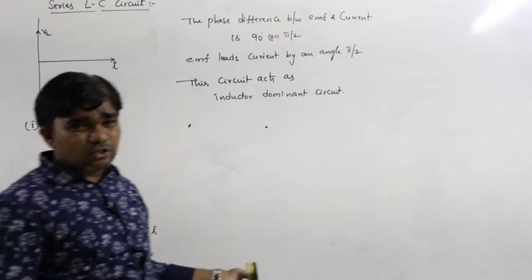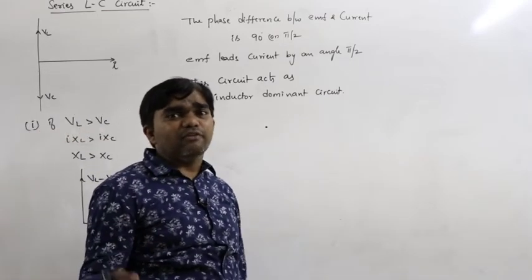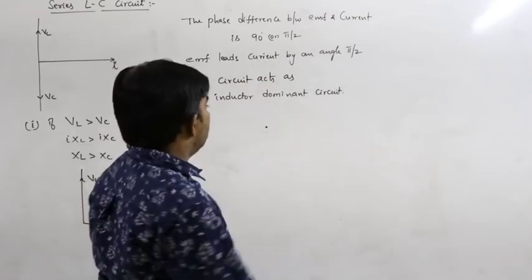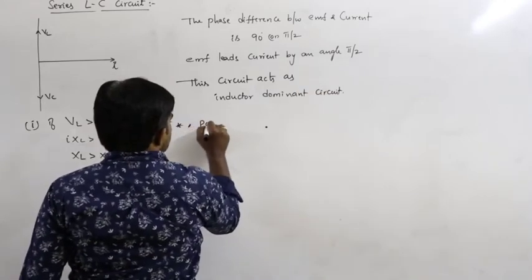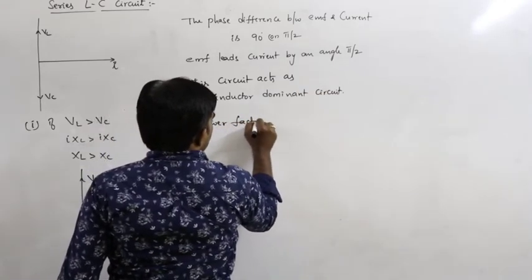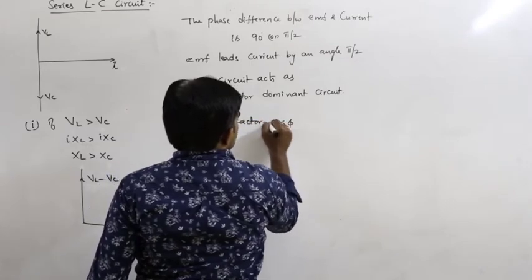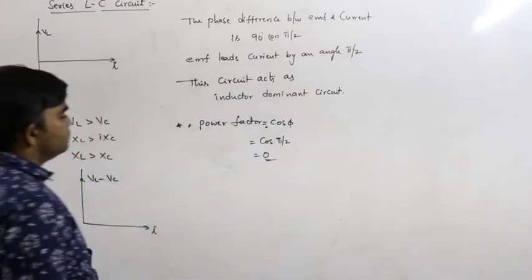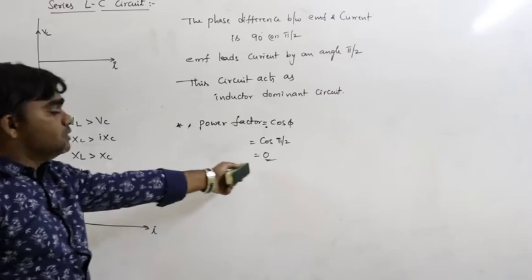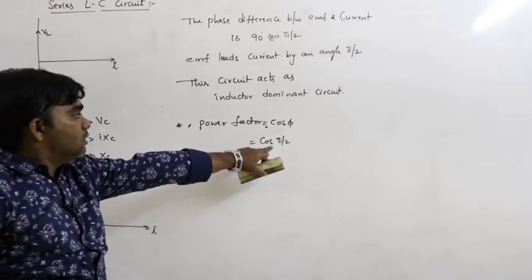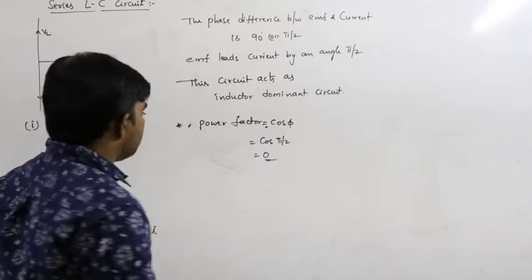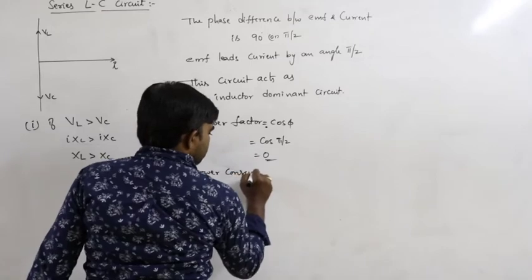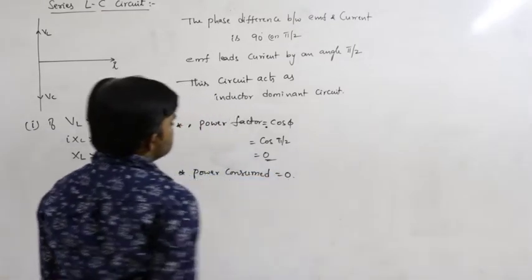In case of a pure inductor circuit, what happens? The phase difference between EMF and current is 90 degrees. EMF leads by an angle 90 degrees. Then what is the power consumed? Power factor is cos phi, that is cos pi by 2, and cos 90 is 0. The power factor in this situation is 0 because the phase difference is 90 degrees. Therefore, power consumed is equal to 0.